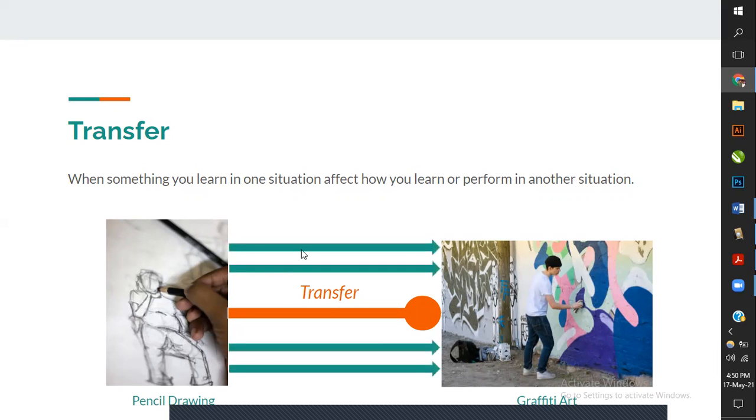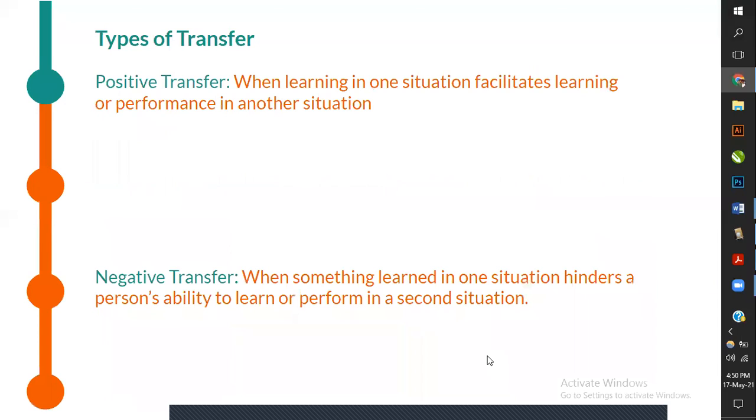but there are other smaller skills you can transfer. A number of skills you can transfer. More than one skill can be transferred to a new skill, right? So what are the types of transfer?